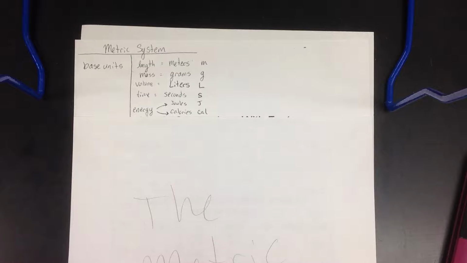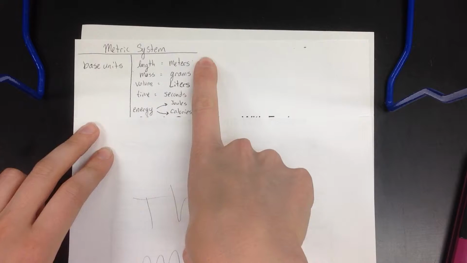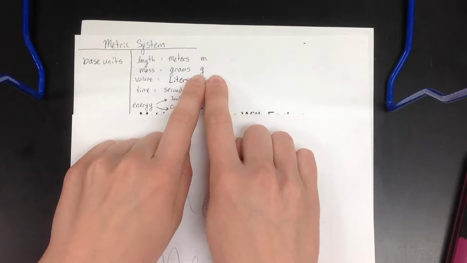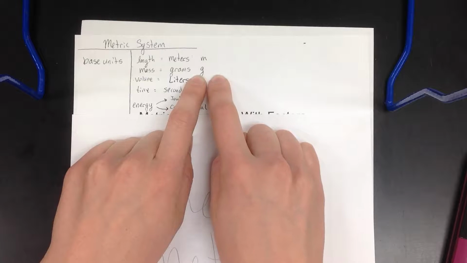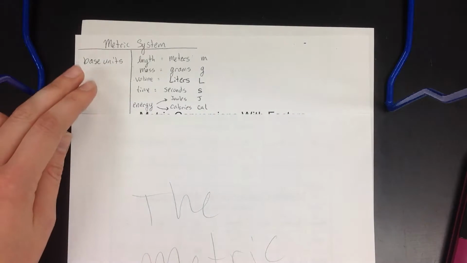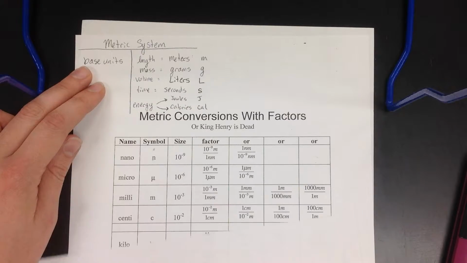Now again, these base units are what all of your measurements are compared to, all of your prefixes are compared to, and all of your sizes work for meters as well as for grams. So whichever base unit you're looking at, your prefixes will follow the same rules. So let's talk about the prefixes.